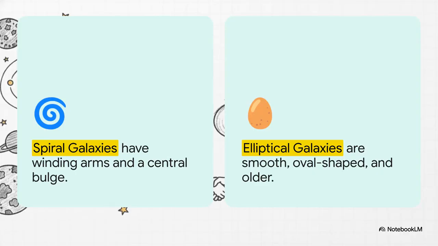Let's contrast the first 2. On one side, we have spiral galaxies. These are your classic, picturesque galaxies. They feature beautiful, winding arms radiating out from a bright central bulge. On the flip side, we have elliptical galaxies. These guys are much smoother, kind of oval-shaped. But the key difference isn't just how they look. Elliptical galaxies are usually made up of older stars, and crucially, they contain way less gas and dust. That basically means their star-making factories have mostly shut down.